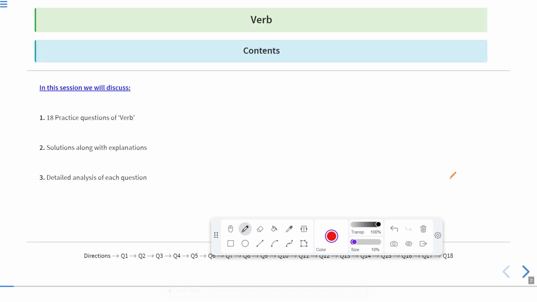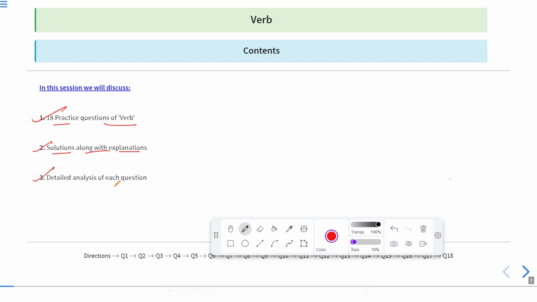In this session, we will discuss 18 practice questions of verb. Also, we'll discuss these solutions along with explanations. It means this session contains solutions of each and every question along with the explanation. We'll discuss each and every question in detail. We'll see the detailed analysis of each and every question. Okay, so let's begin this session.